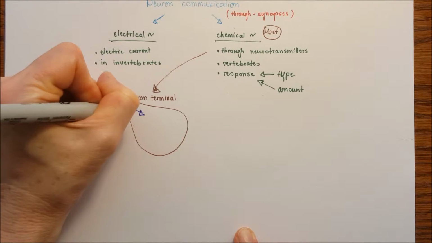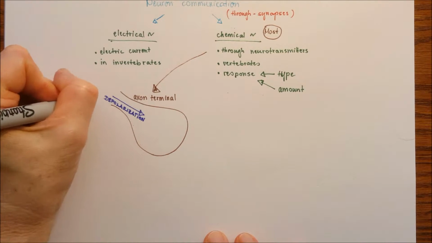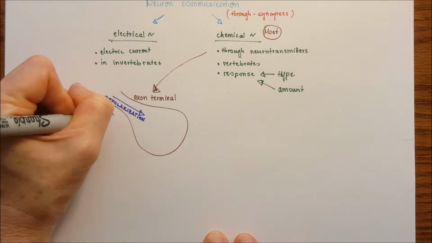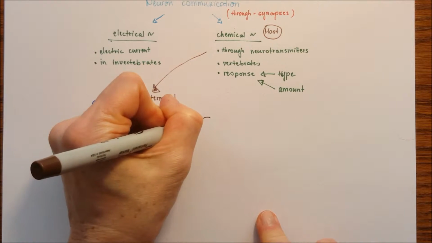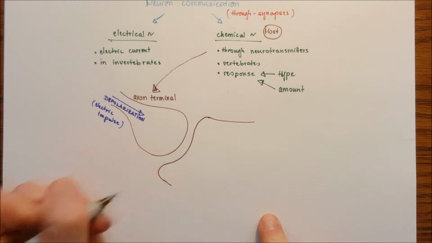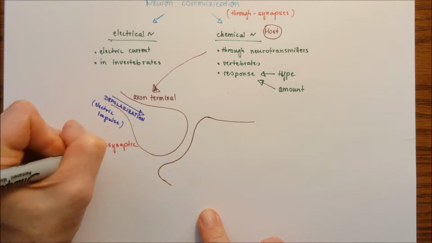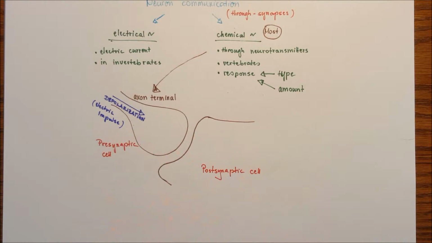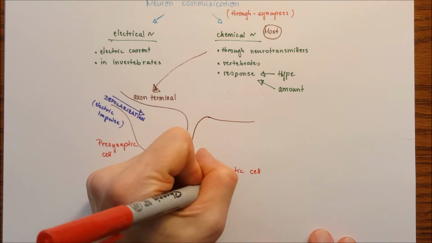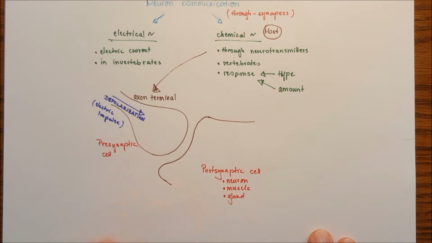Here comes the depolarization, the electric impulse along the axon generated from the axon hillock close to the cell body. And here is the postsynaptic cell. The postsynaptic cell can be another neuron, or a muscle cell, or a gland that will produce a hormone or another protein.